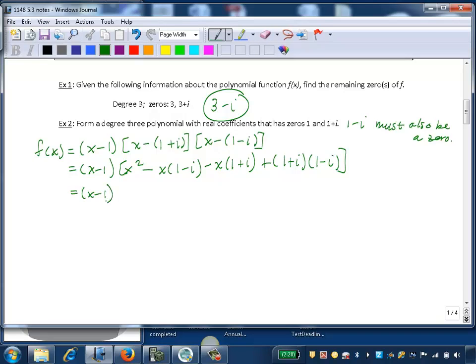So I'll rewrite my x minus 1 here. Now, we need to distribute through these parentheses here. So I'm going to remove these parentheses on the inside here. So I'll have x squared. Now I've got negative x times 1, so that's negative x. And then I've got negative x times negative i, so that's plus ix, or xi.